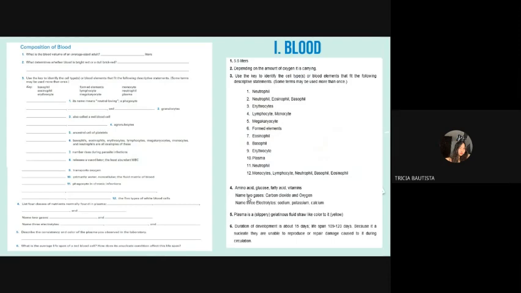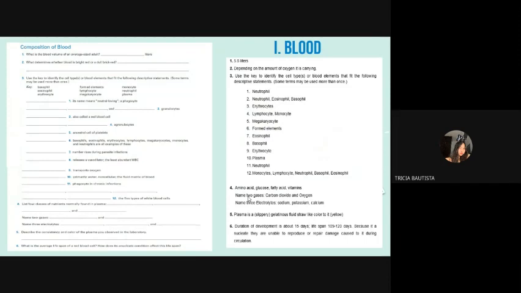And number 2. What determines whether blood is bright red or dull brick red? Depending on the amount of oxygen that it is carrying, we can differentiate whether blood is bright or dull brick red. Number 3. Use the key to identify the cell types or blood elements that fit the following description statements. Some terms may be used more than once.